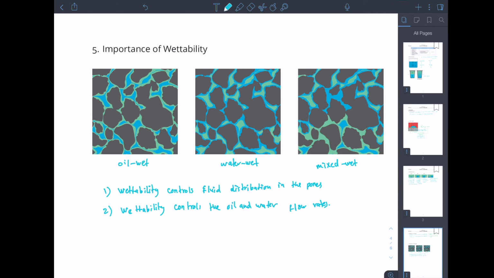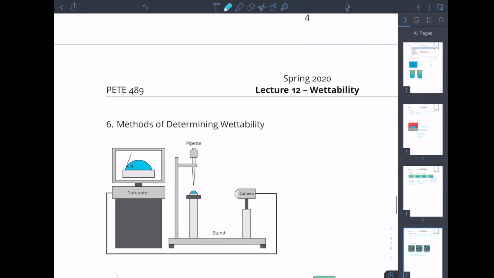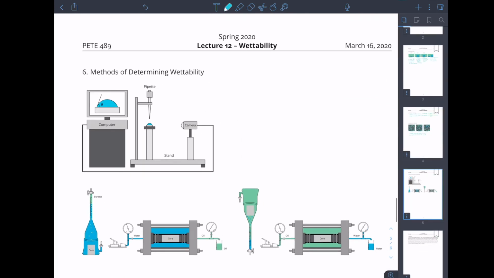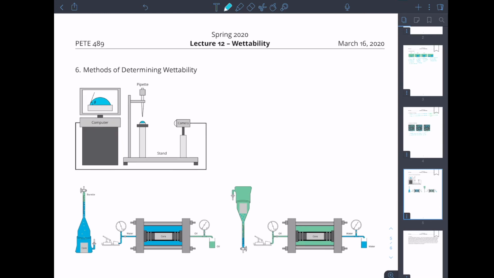So as we can see, the fluid distribution is actually very different across all of them, and that's due to the wettability and what the surface actually prefers to be in contact with. So with that being said, let's discuss the different methods to define or to measure wettability. For that, we can classify them into different types. So for wettability, there are direct and indirect methods.